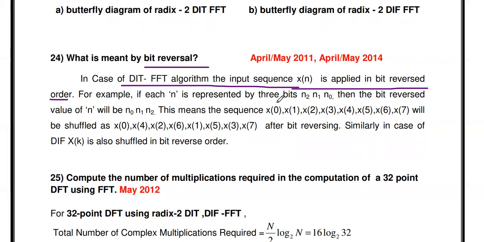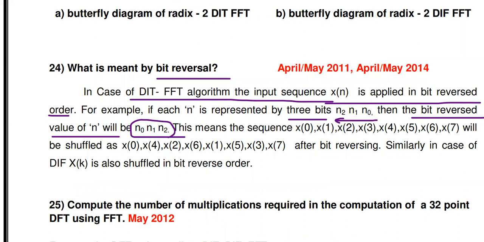For example, take the 3 bits n2, n1, n0. Here n0 is the lower bit, n2 is the higher bit. For the data, the bit reversed value of a particular n is obtained when you just interchange: the most significant bit comes to the least significant side, and the least significant bit comes to the most significant side. So you read in reverse. Bit reversed means you read in reverse. So n0, n1, n2 is the bit reversed version of n2, n1, n0.